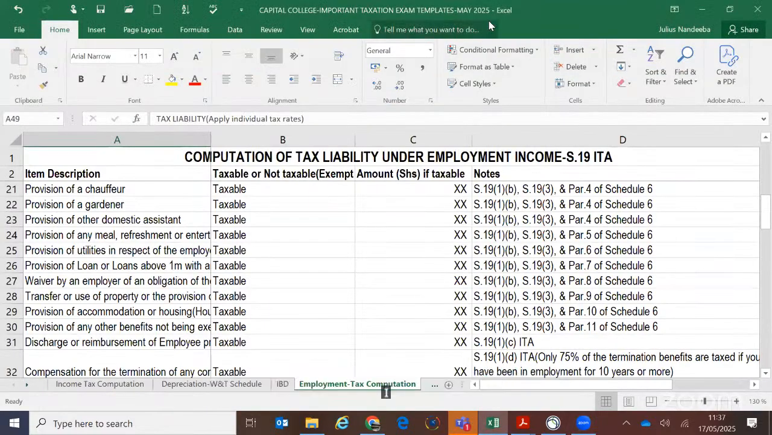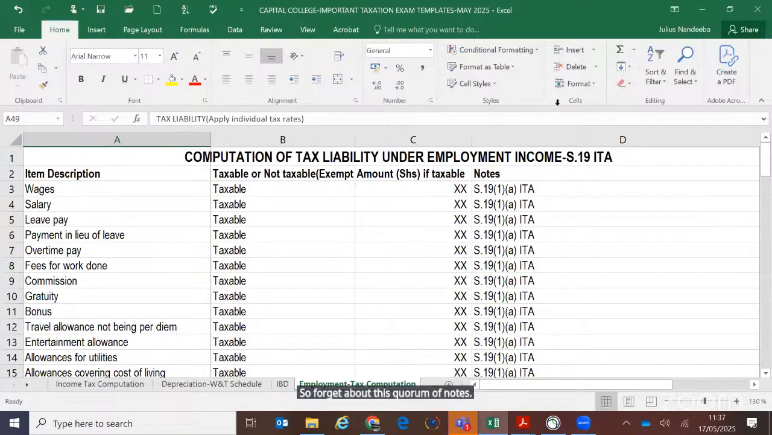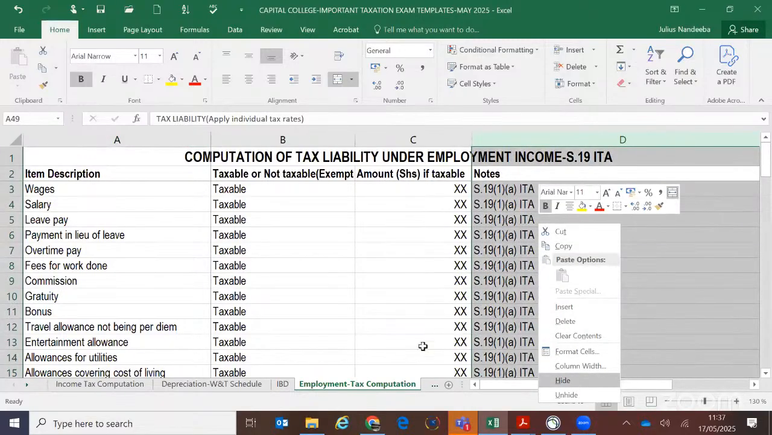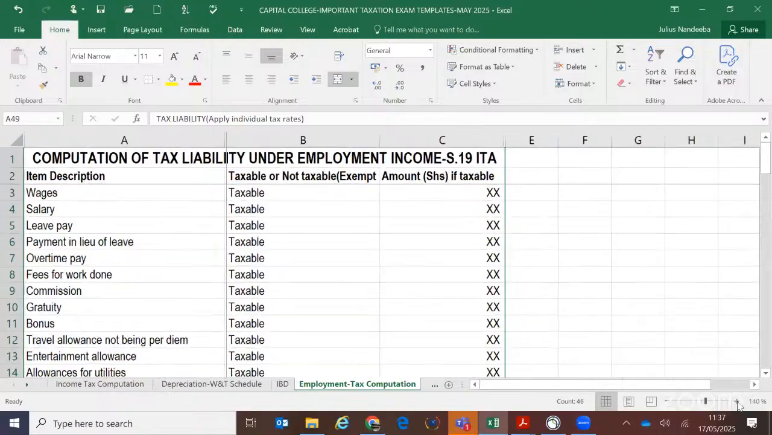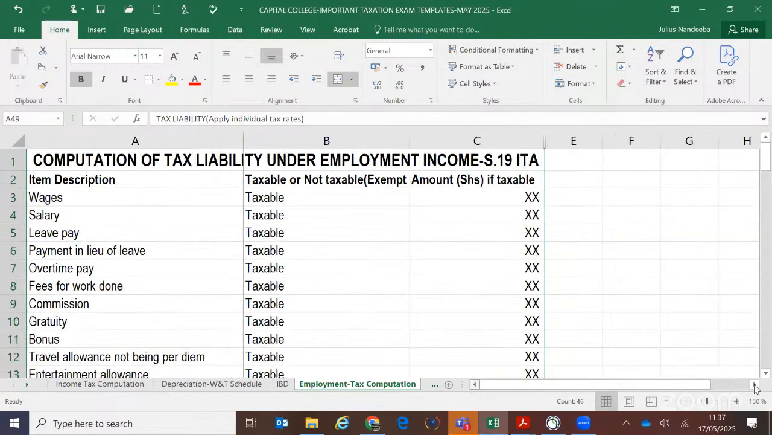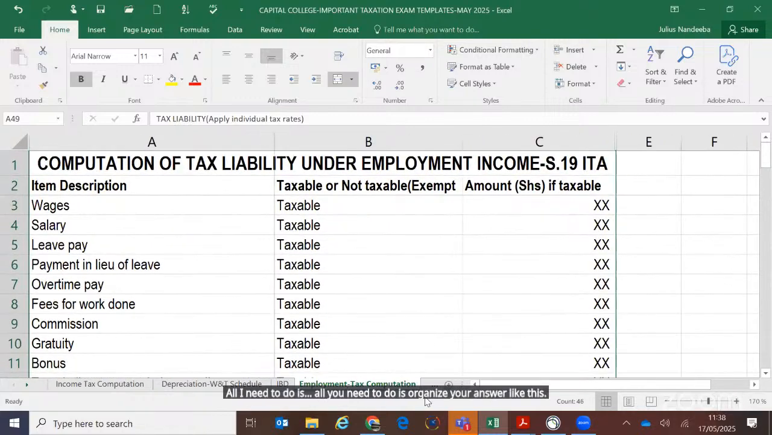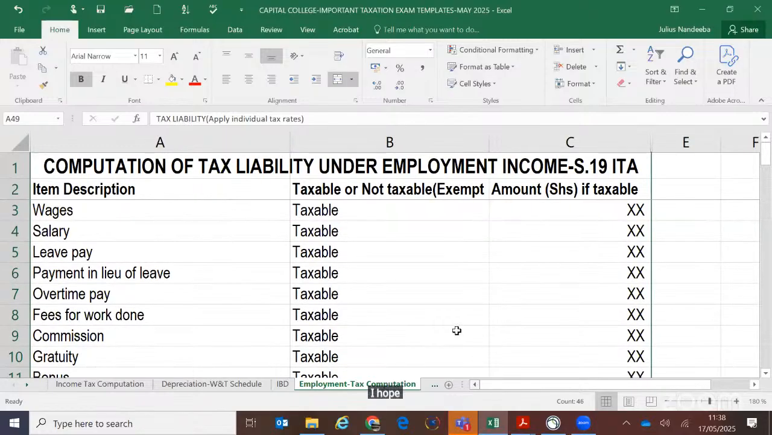I hope my screen for the Excel sheet is seen again. So forget about this column of notes. All you need to do is organize your answer like this. I hope you can see the board.